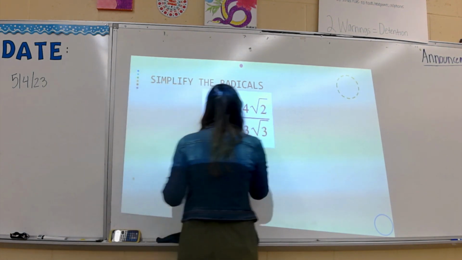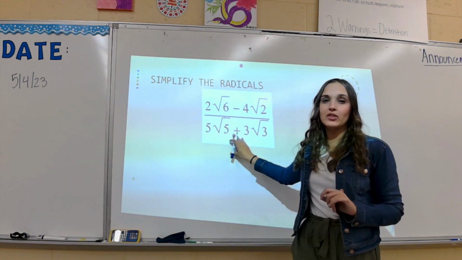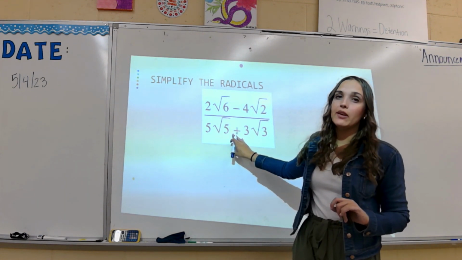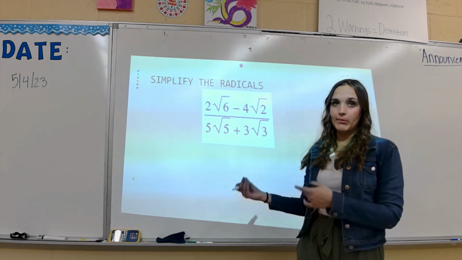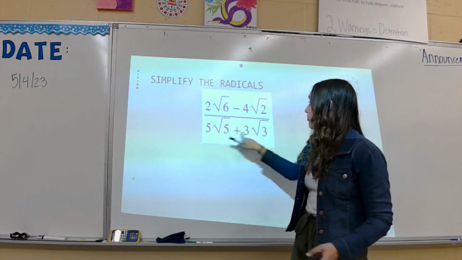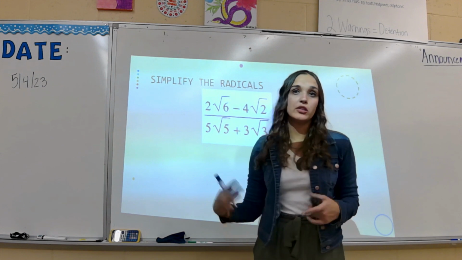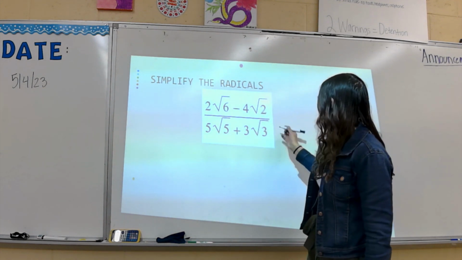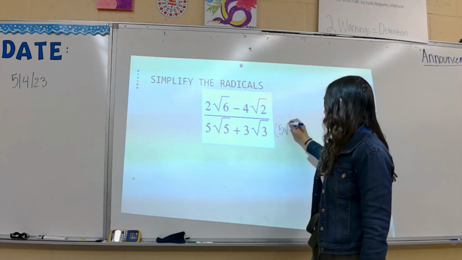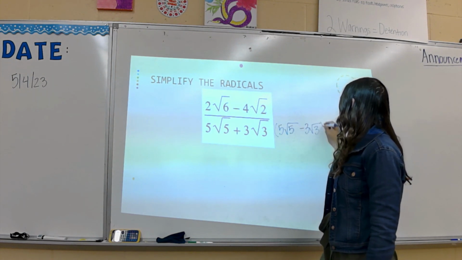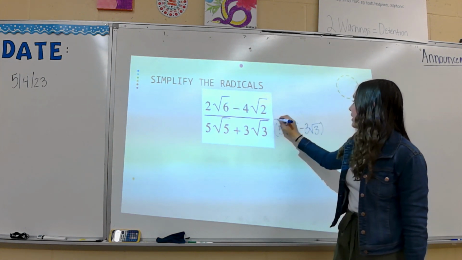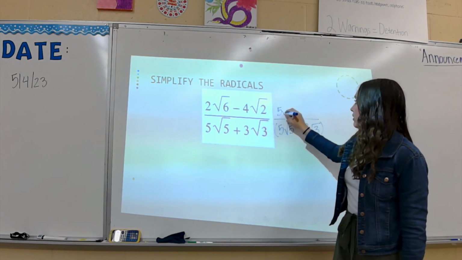So all we have to do is change the sign in between. So if this is a plus, it becomes a minus. If it's a minus, it becomes a plus. When I say change, I mean when we're multiplying by. We're going to multiply by this binomial and just change the plus to a minus. So I'm going to multiply by 5 square root of 5 minus 3 square root of 3. And if I do that on the bottom, I have to do that on the top as well.